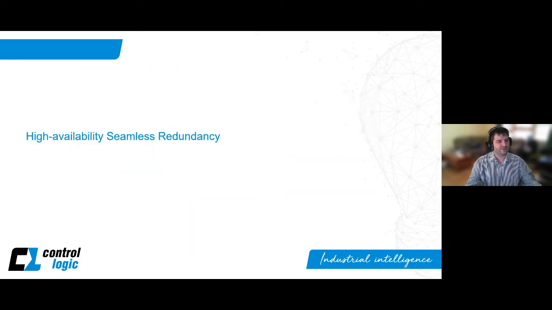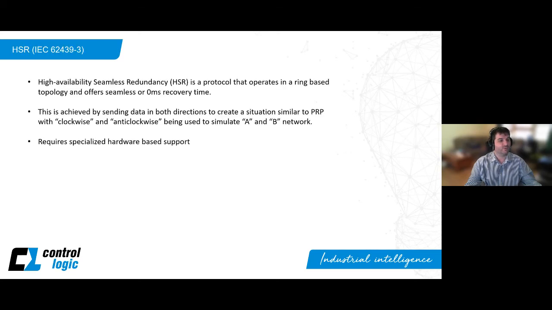The last interesting redundancy from the standards group we wanted to talk about is high availability seamless redundancy, which I always say wrong because it's a mouthful. And it's more or less a ring form of PRP, is a nice way to think about it, where it simulates two networks by using clockwise and anti-clockwise transmission, and it requires specialized hardware to support. That means every device involved in HSR needs to be a HSR device.